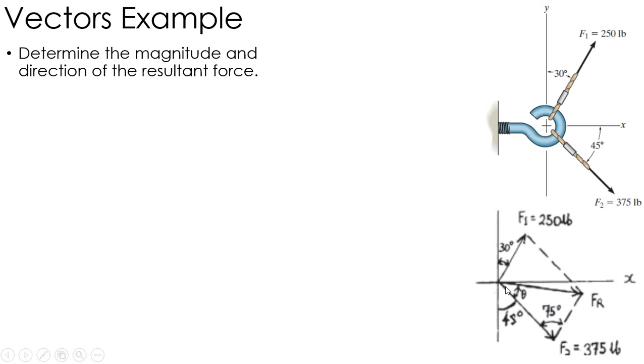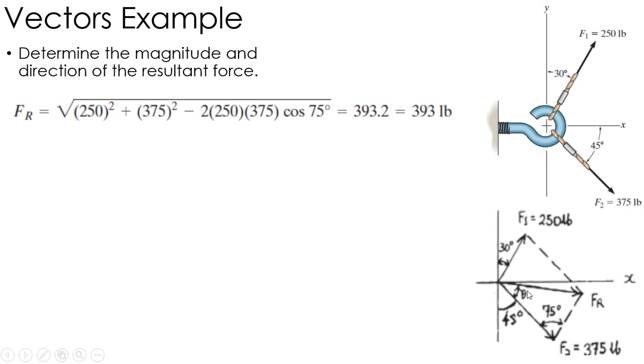In order to find the opposite side, I use the law of cosines, which is given here. So it's the square root of each side squared plus each side squared, minus 2 times each side times the cosine of the angle between them. So I have 250 squared plus 375 squared, minus 2 times 250 times 375 times the cosine of 75 degrees. That gives me the magnitude of this side, which is my resultant force, to be 393 pounds. So that gives me the magnitude that I'm looking for.